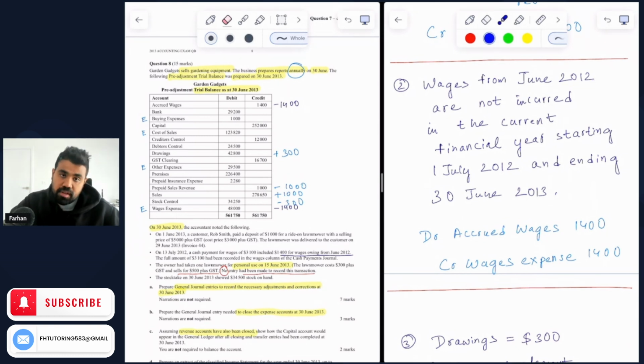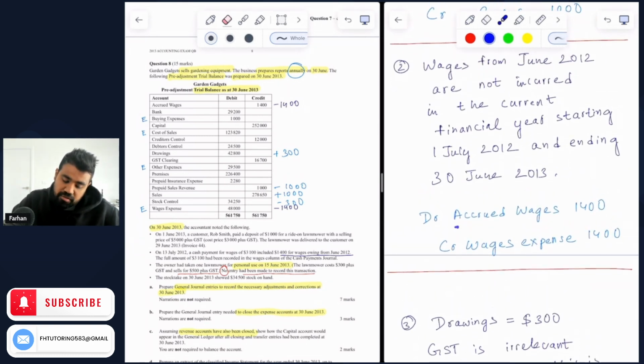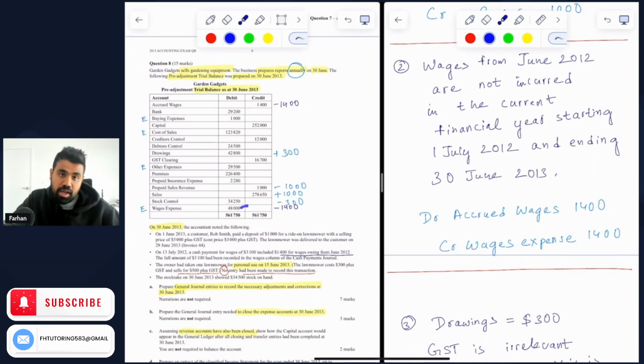So what do we have to do to fix this? We debit accrued wages by $1,400, which reflects a reduction in current liabilities and also the fact that we have paid the wages in cash. Then we credit wages expense by $1,400 because within the amount that's reported for the current period of $48,000 that you can see in the pre-adjusted trial balance, we have $1,400 included, which doesn't relate to wages consumed or incurred in the current financial year, but in the previous financial year. So we have to remove that effect. When we credit wages expense by $1,400, we are basically saying that we're decreasing wages expense by $1,400.